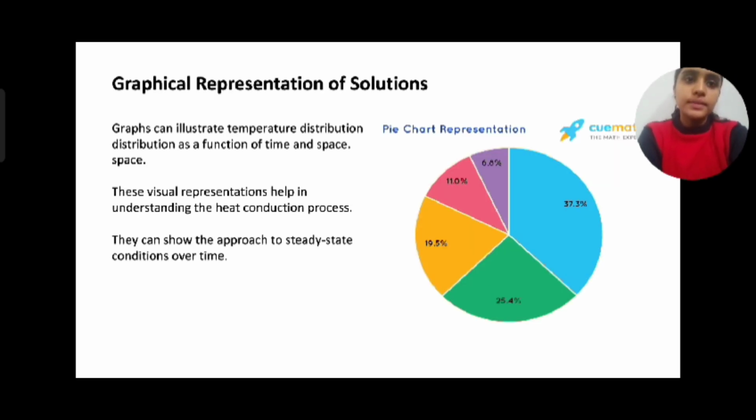Graphical representation of solutions. Graphs can illustrate temperature distribution as a function of time and space. These visual representations help in understanding the heat conduction process. They can show the approach to steady state conditions over time.